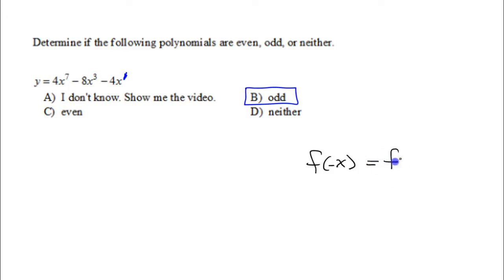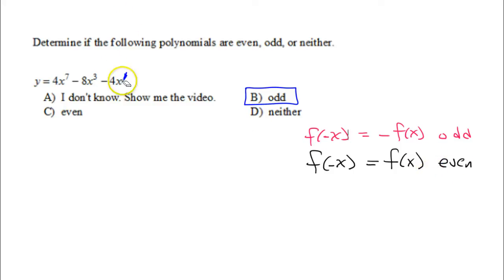If you get back the original function again, it's even. If you substitute negative x in, and you get the opposite function, then it's odd. If it's neither of these, then that's when it's going to be neither.